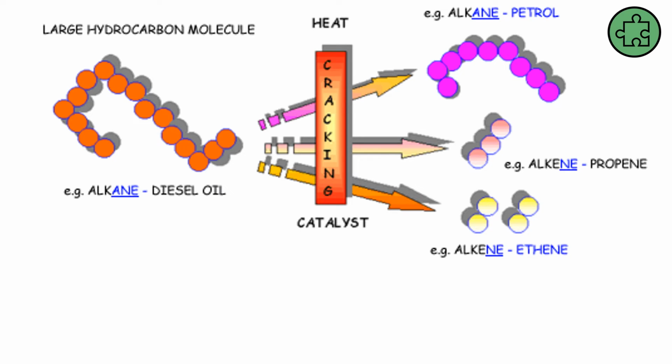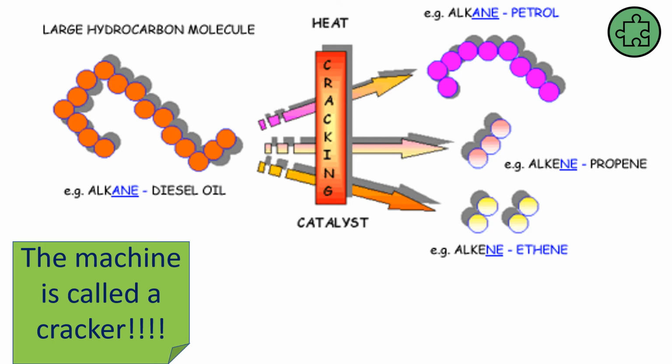Okay, so cracking is the technical term where we take a large hydrocarbon molecule that we don't need, we put it in a cracker, which is the machine, and out pops short chains that we can use. Now, the temperature we need for breaking these up is between 400 and 700 degrees. I guess that depends on the size of the hydrocarbon going in. Obviously, the longer it is, the more energy you would need to break it.